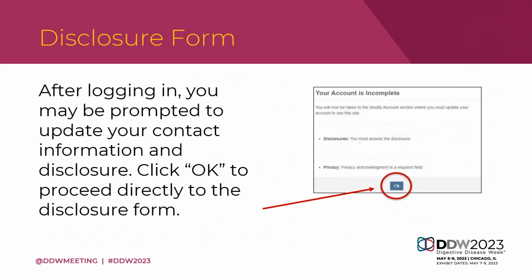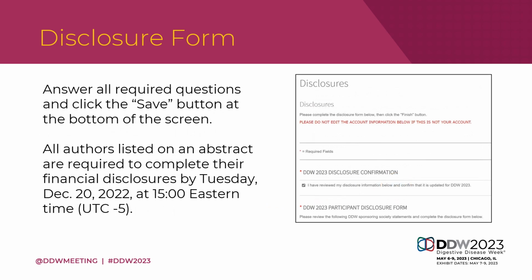Upon logging into the site, you may be prompted by a pop-up message to complete your financial disclosure. Click OK to proceed to the disclosure form. Once you have accessed the disclosure form, answer all required questions marked by a red asterisk. Click the Save button at the bottom of the screen to submit your disclosure. As a reminder, all authors listed on an abstract must complete their disclosures by 3 p.m. Eastern on Tuesday, December 20th.